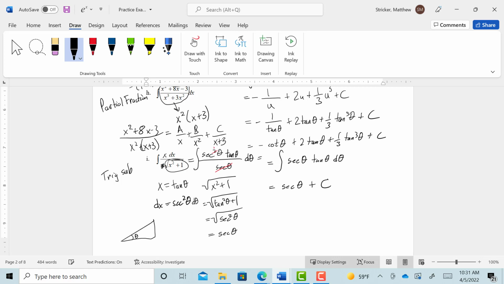And we can then use our right triangle. There's theta. You know, tangent of theta is equal to x over 1, which makes the hypotenuse square root of x squared plus 1. So secant theta, we know cosine is adjacent over hypotenuse, so that means secant theta is going to be hypotenuse over adjacent. So that's going to be square root of x squared plus 1 over 1 plus c, or just the square root of x squared plus 1 plus c. And that's our answer.